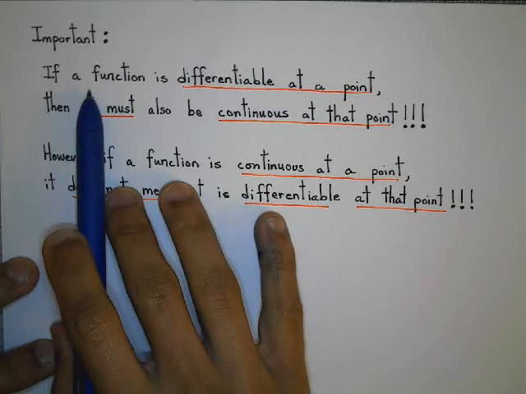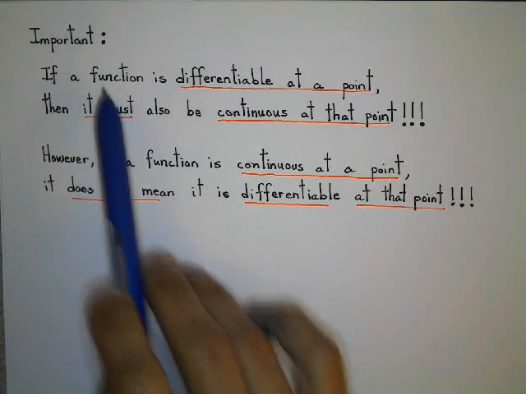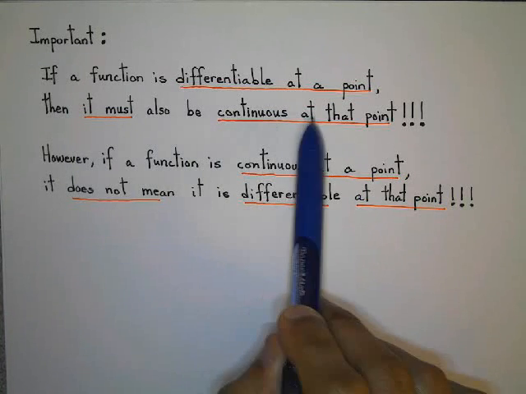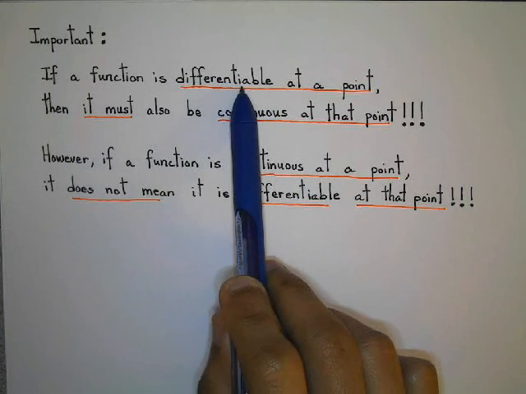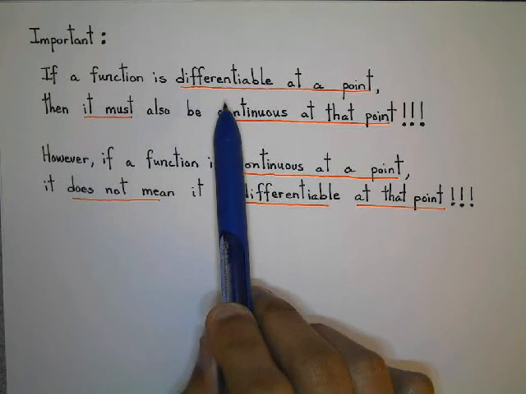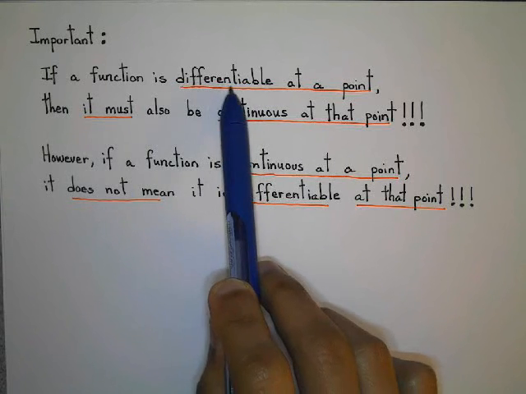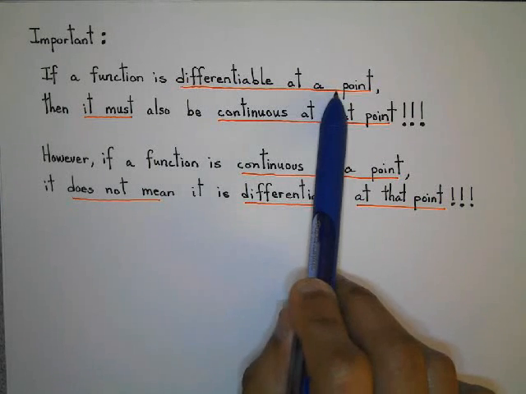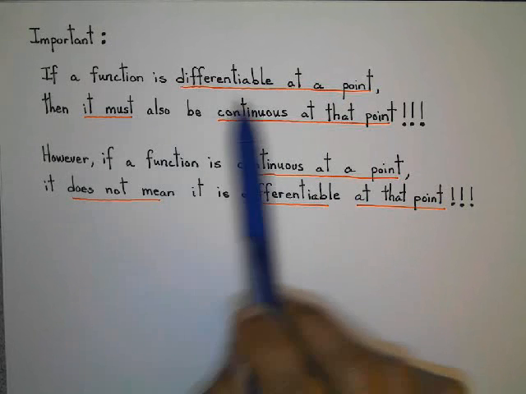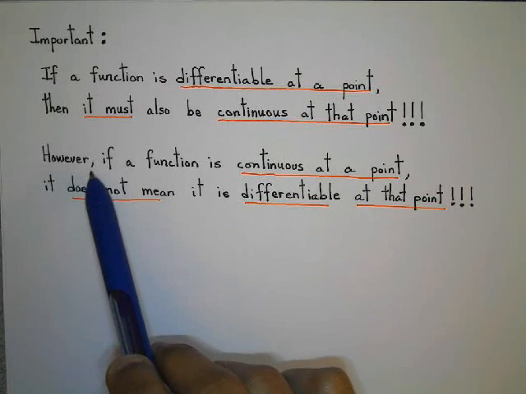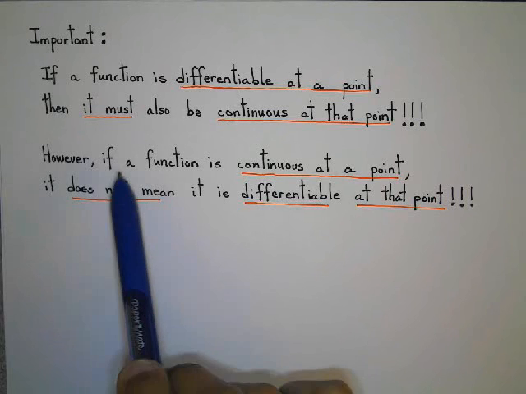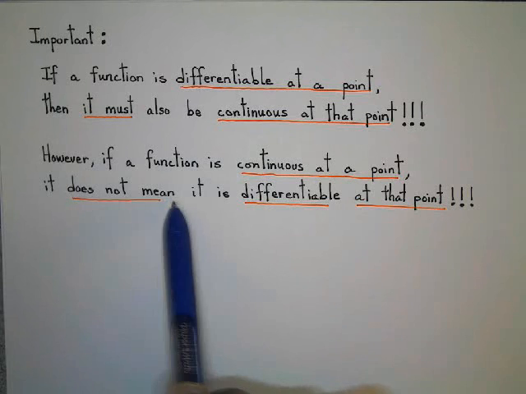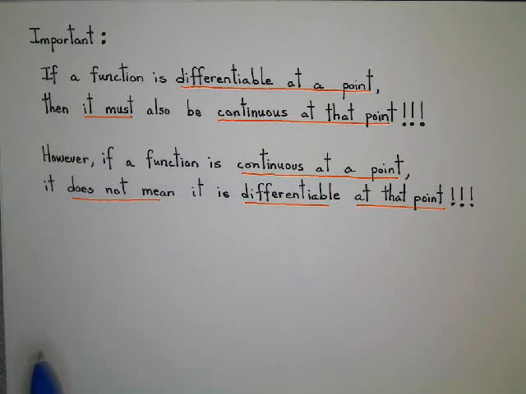It is really important to understand that if a function is differentiable at a point, then it must also be continuous at that point, because differentiability requires the function to be smooth and continuous. So if the function is differentiable, then it must also be continuous. And again, we are talking about a specific point, not the entire function in general. However, it does not work the other way around. If a function is continuous at a point, it does not mean that it is differentiable at that point.